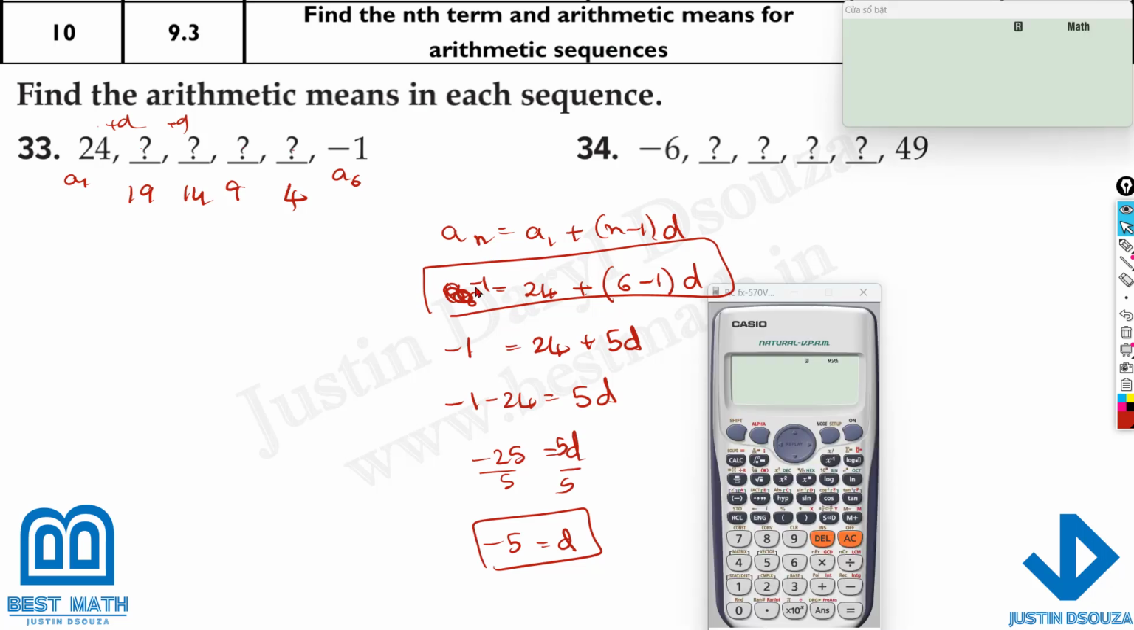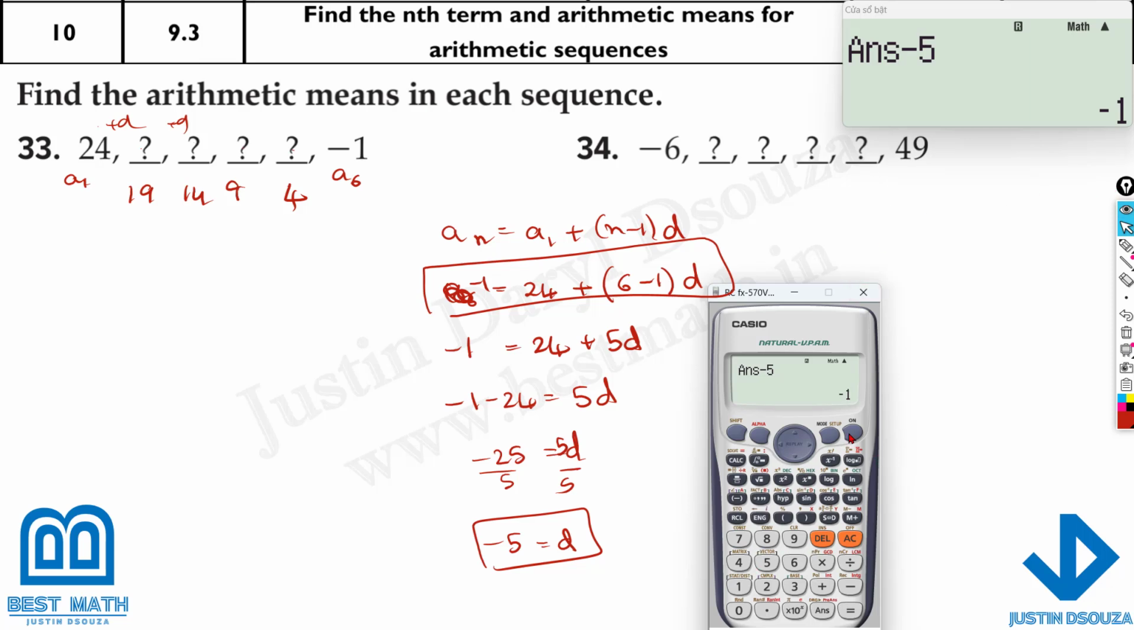Let me show you in the calculator this step. Minus 1 equals 24 plus n minus 1, that is 6 minus 1, close the bracket, and the d value is unknown. I'll take it as x. Shift and solve and then equal to, it's minus 5. So what I do is 24 minus 5. The answer is 19. Now I'll take the answer minus 5, because I know all the answers are subtracted by the d value, minus 5. It's 14, 9, 4, and minus 1. We'll stop over there.